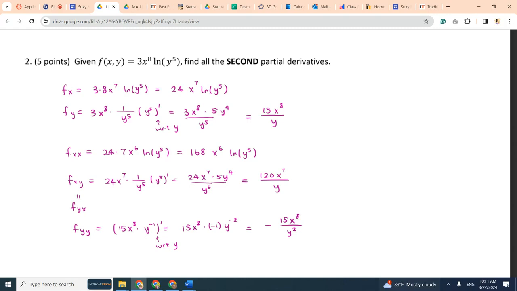Fyy is, we take the derivative of fy with respect to y. And do we need the quotient rule? No, because your numerator has no y. So you don't need the quotient rule. But you can rewrite the 1 over y to be y to the negative 1. Then 15x to the 8 remains there. And with the power rule, move the negative 1 in front, and then subtract 1 from the exponent, negative 2. So this is the answer.